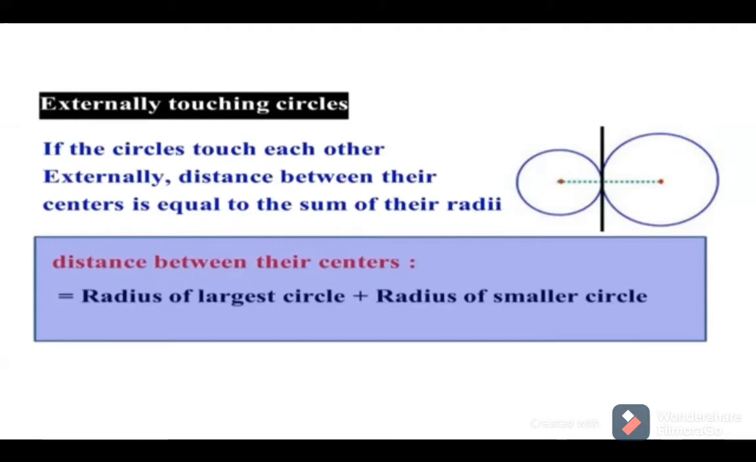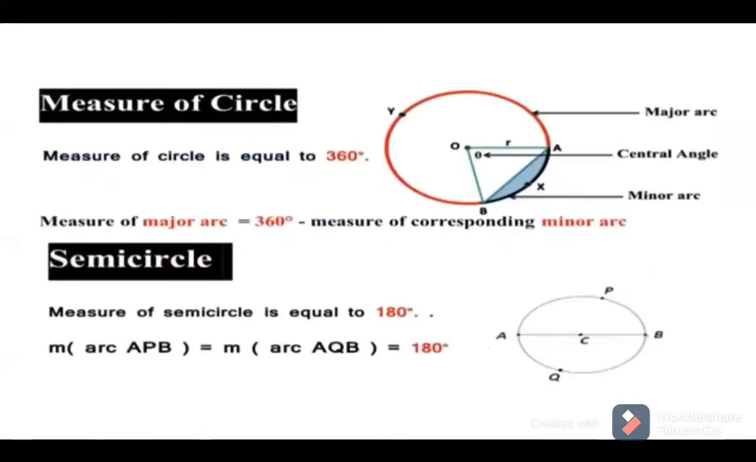That is, the distance between their centers is equal to the radius of the largest circle plus the radius of the smaller circle. Let's study the measure of a circle. The measure of a circle is equal to 360°. And if you want to find the measure of a major arc, then the formula is: measure of major arc is equal to 360° minus the measure of the corresponding minor arc.